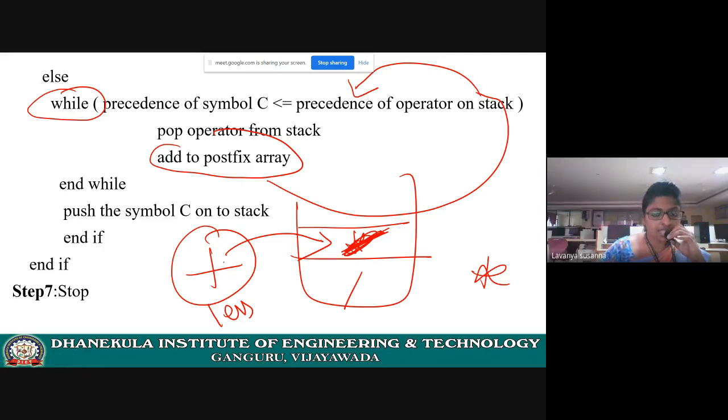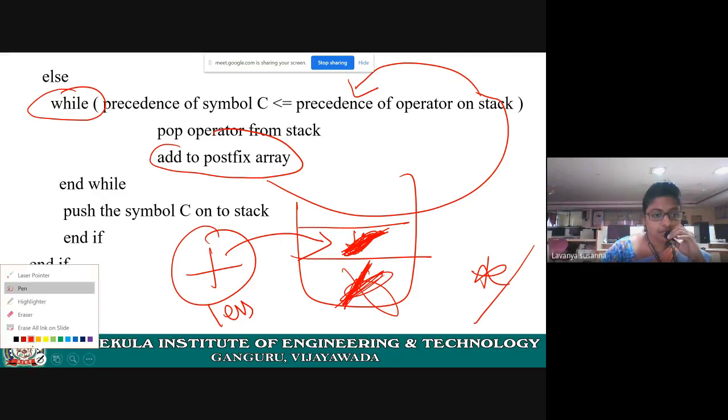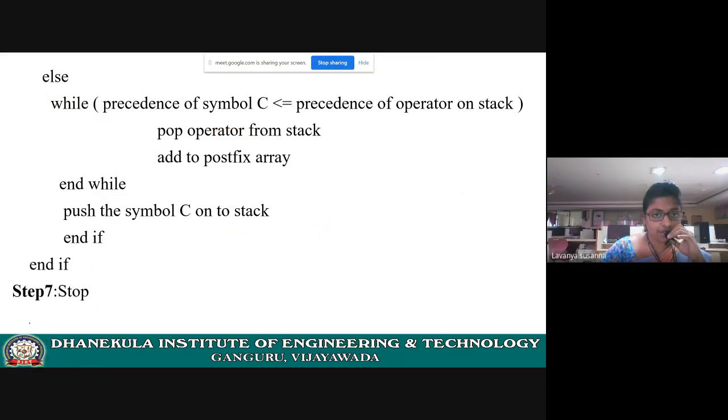What is the process? Again you need to compare the precedence of plus with divided by. After deleting the star symbol, what is the next symbol? Divided by. Again compare it with it. Again the scanned symbol is less, so again you need to delete this symbol and add it to the postfix array. You need to repeat this process until the precedence of the scanned symbol is greater. If it is greater, what do you need to do?